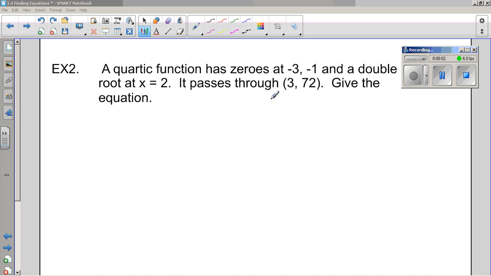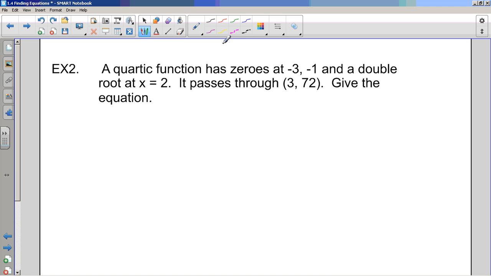All right, we're back with part 2 of the finding equations lesson. This should be short and sweet, we hope. We've got another situation, a quartic function. So we realize there's going to be a total of 4 factors. The quartic function has zeros at -3, -1, and a double root at x equals 2.